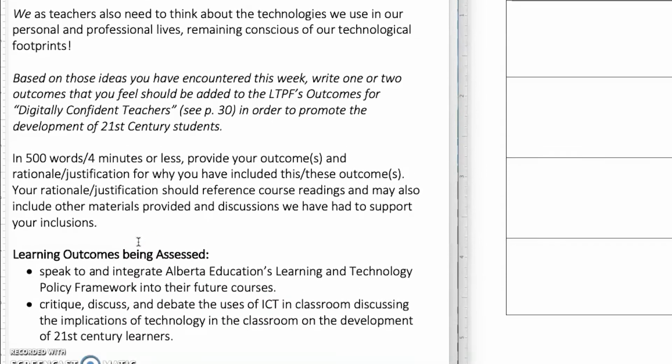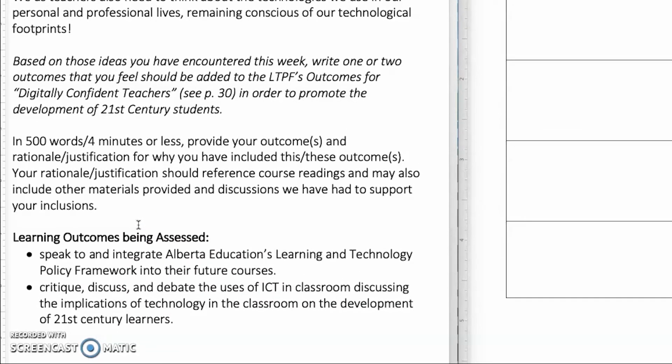I've also included our 2 learning outcomes because I find assessments easier to write when I know what the learning outcomes are that I'm trying to get students to achieve. So the learning outcomes to be assessed are: students should be able to speak to and integrate Alberta Education's Learning and Technology Policy Framework into their future courses. They should also critique, discuss, and debate the uses of informational communication technology in the classroom, discussing the implications of technology in the classroom on the development of 21st century learners.